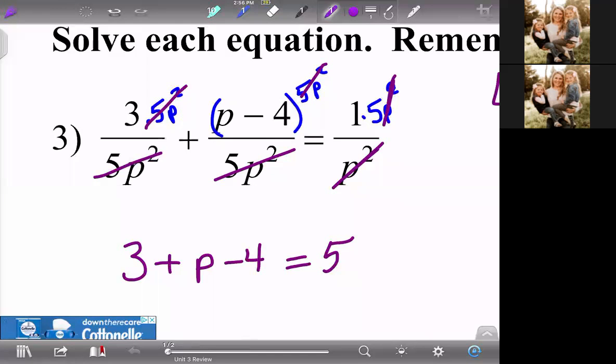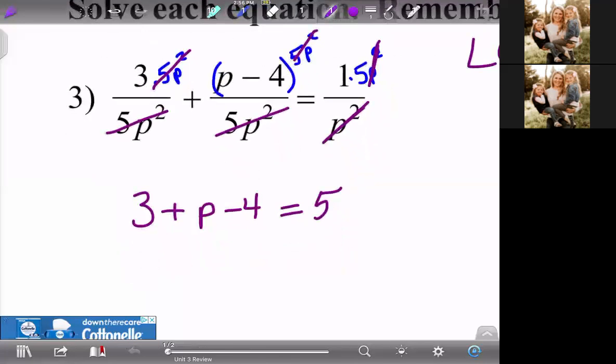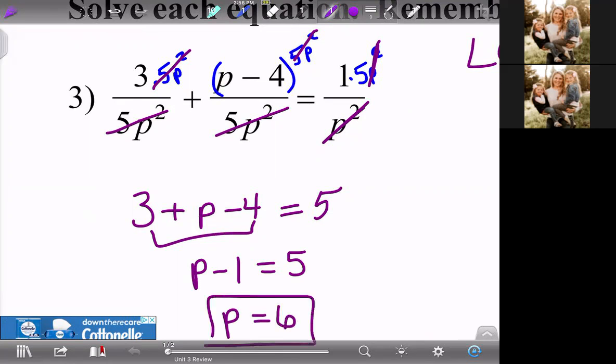Now, when I look at this, the first thing I notice is that this is a linear equation. p is not being squared. So I just need to combine like terms. I would combine these two first. p minus 1 equals 5. I would add 5 to both sides to get p equals 6.